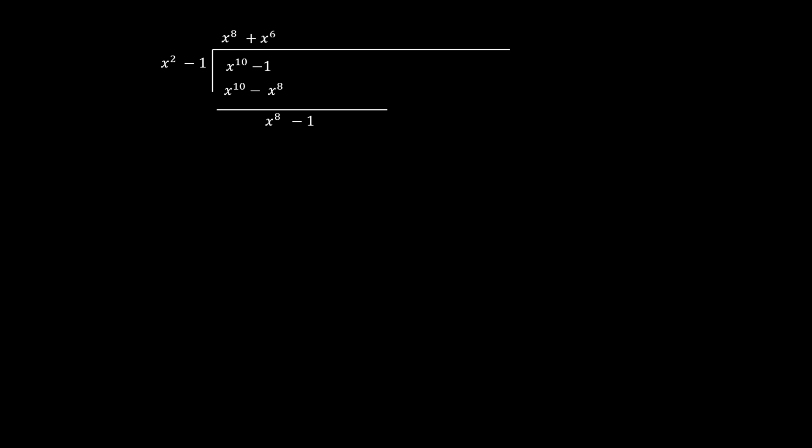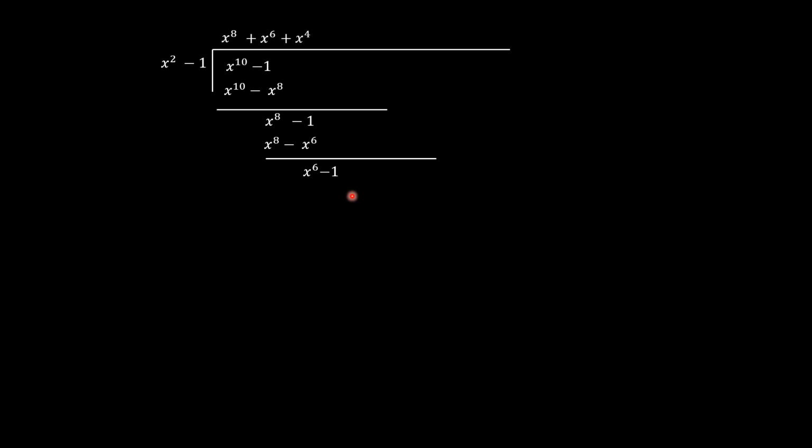Subtract that from x to the power 10 minus 1, you get x to the power 8 minus 1, and then again multiply the divisor by x to the power 6, and you get x to the power 8 minus x to the power 6. Subtract that from x to the power 8 minus 1, and you definitely get x to the power 6 minus 1.